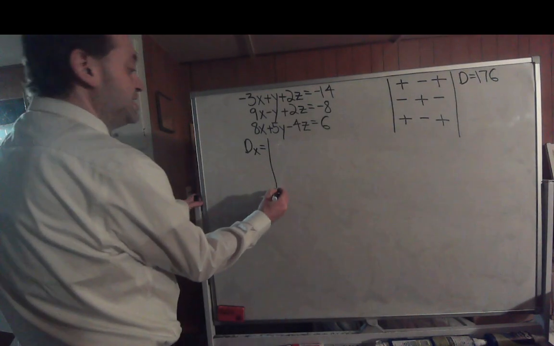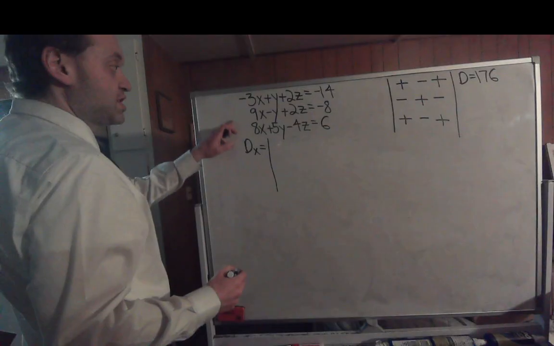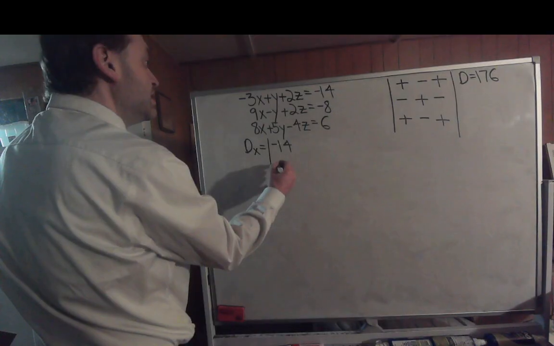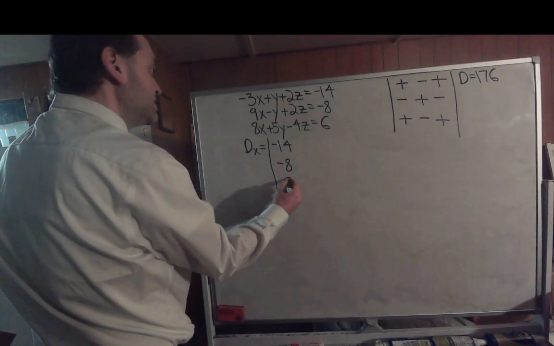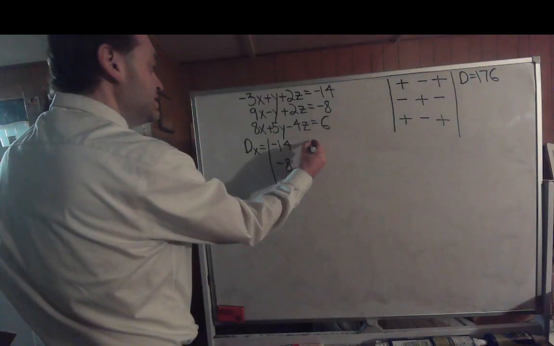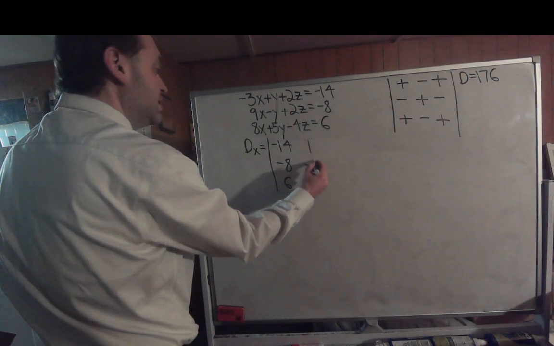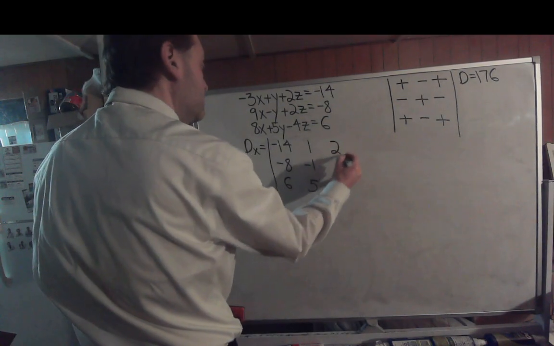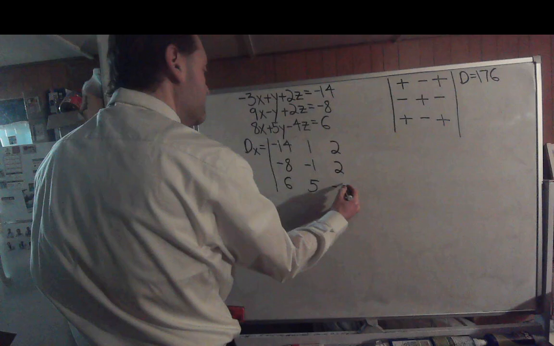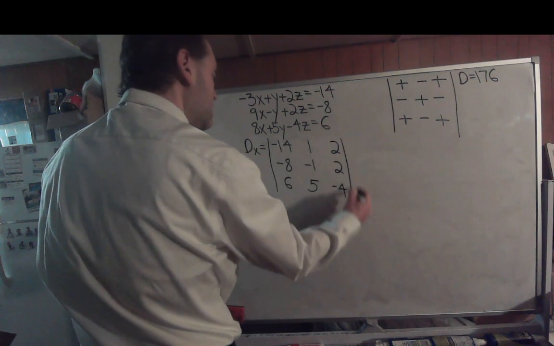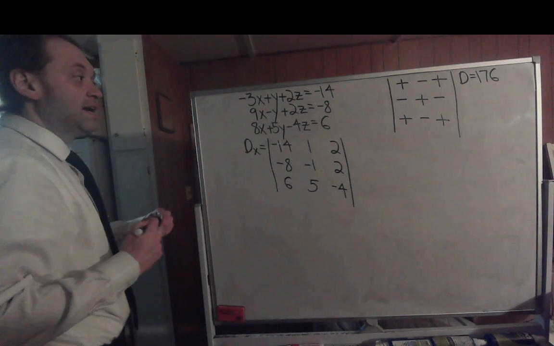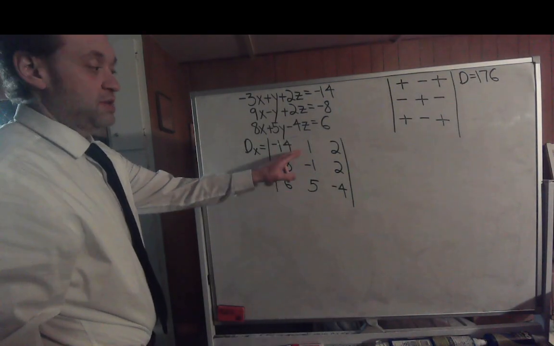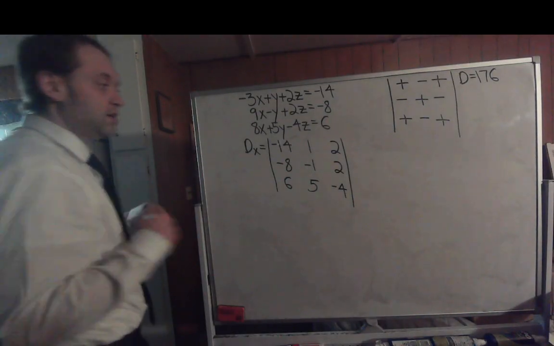Now to find D sub x, you're going to take all your x coefficients, replace them with the negative 14, the negative 8, the 6, and then keep your y and z coefficients the same. The 1, the negative 1, and the 5. Then your 2, 2, and negative 4. Alright, again, I like the looks of the second column a lot because we have 1. So let's work with the second column.